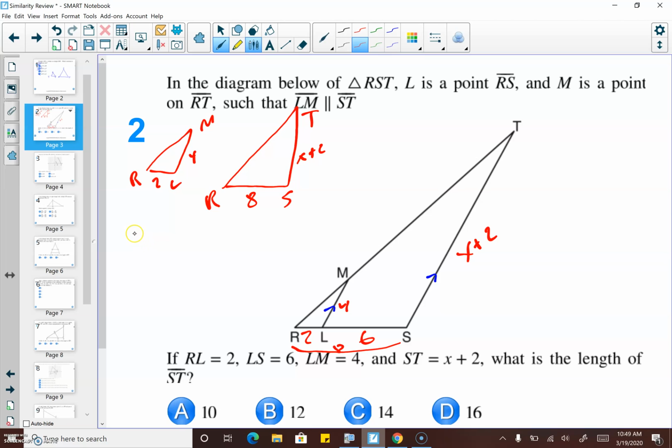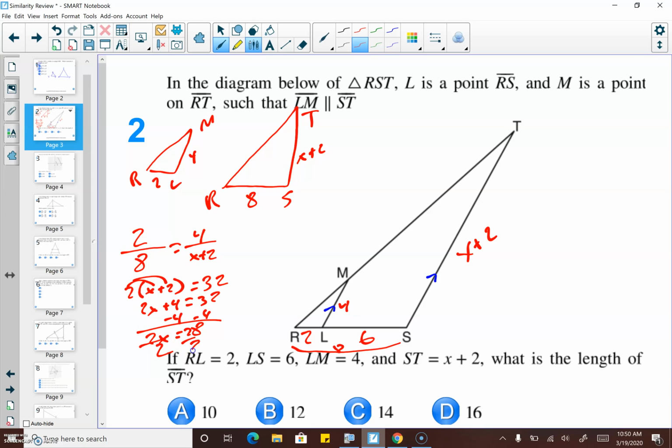So we're going to set up a proportion. There's a bunch of different ways you could do it. I'm going to go 2 over 8 equals 4 over x plus 2. So I went bottom over bottom equals right over right. When you cross multiply, you get 2 times (x plus 2) equals 32. I'll distribute: 2x plus 4 equals 32, minus 4 on both sides. 2x equals 28. Divide by 2, and you get that x is 14.